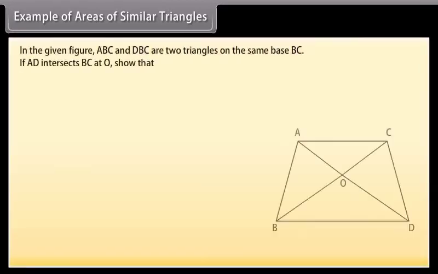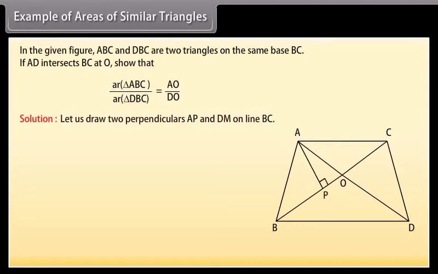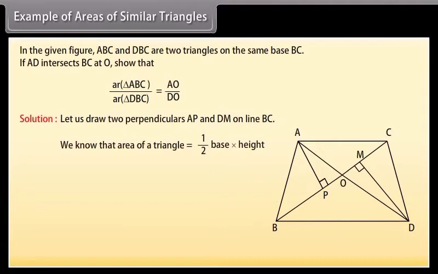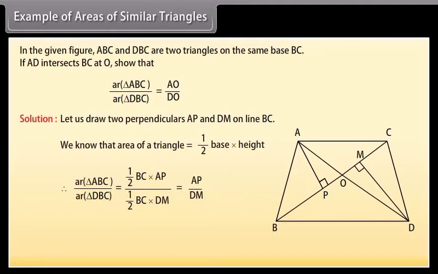Example: in the given figure, ABC and DBC are two triangles on the same base BC. If AD intersects BC at O, show that area of triangle ABC upon area of triangle DBC equals AO upon DO. Solution: let us draw two perpendiculars AP and DM on line BC. We know that area of a triangle is equal to 1 by 2 into base into height. Therefore, area of triangle ABC upon area of triangle DBC is equal to AP upon DM.